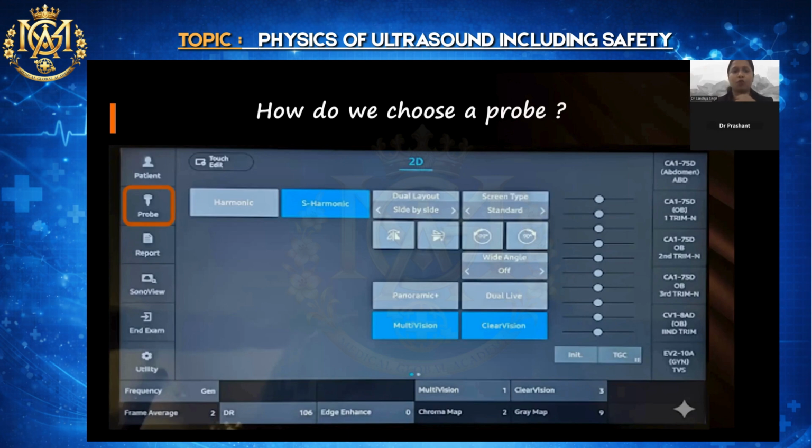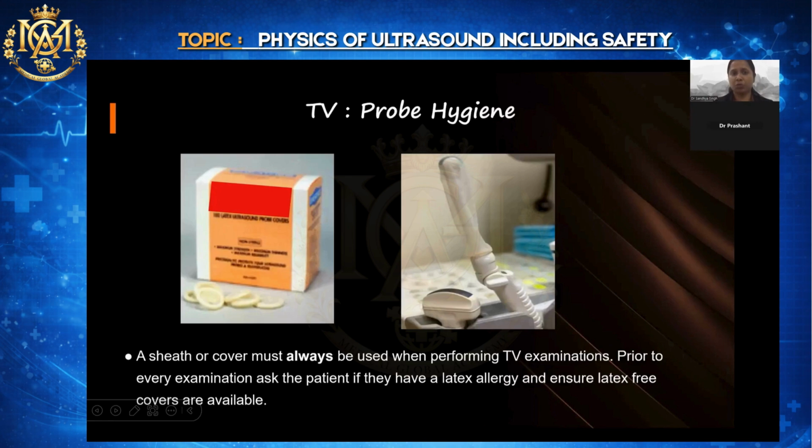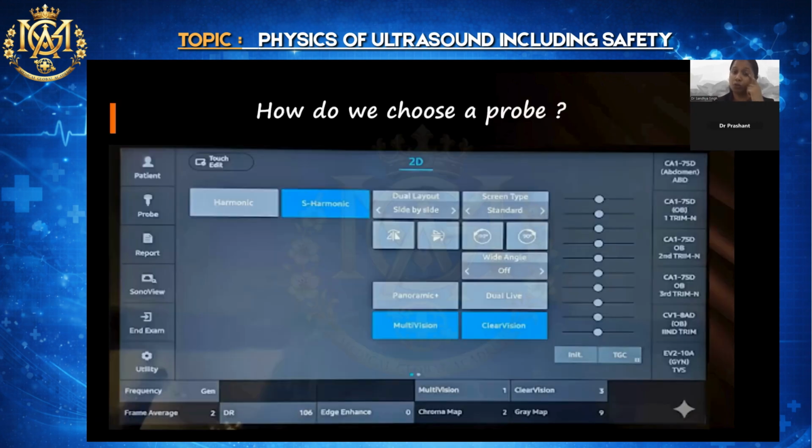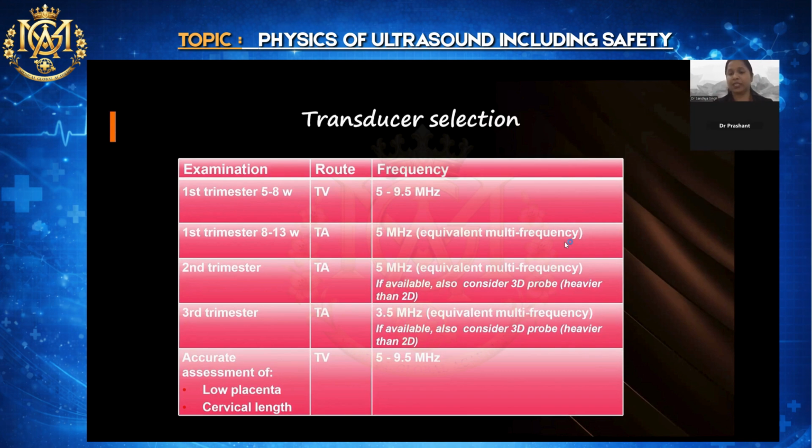How do we choose? We go to probe, we select, this is my machine, just touch. So we can go on selecting. You just have to go and touch. So this is an intracavitary probe. This is your 4D probe. This is your linear probe, and this is your normal abdominal probe, that curvy linear probe. So you can choose these probes. So this is how you choose a probe. You are asking how to choose the probe, which probe to use when? That is for the next class.